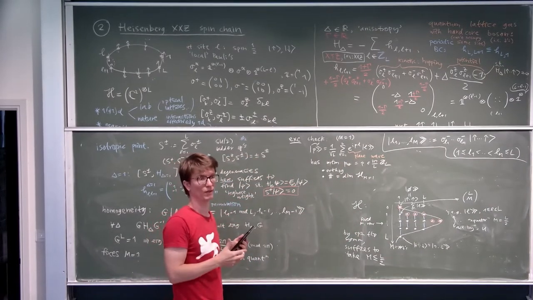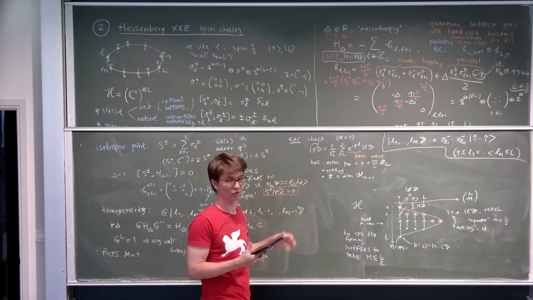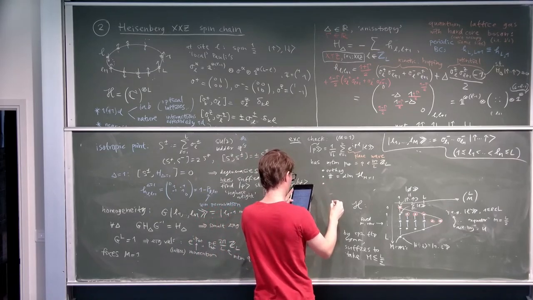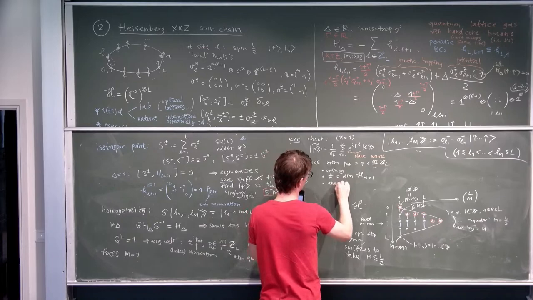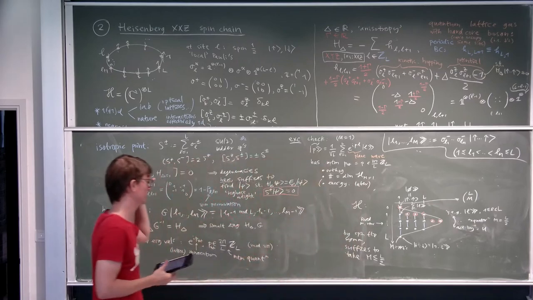They're eigenvectors of the translation operator with different eigenvalues, so they're orthogonal. And the energy you could compute, but we'll do this later, so this is not part of the exercise. Energy later, which I guess will be next week.